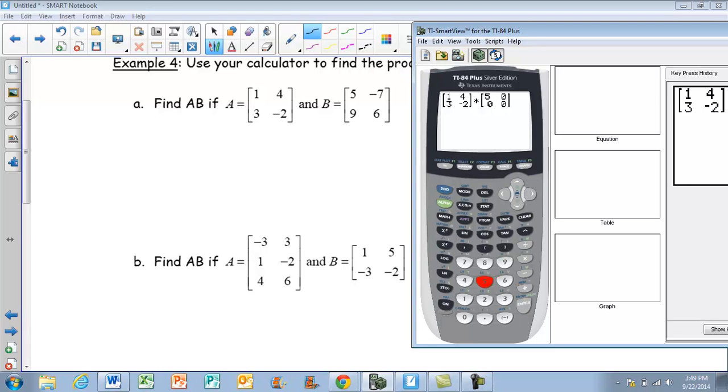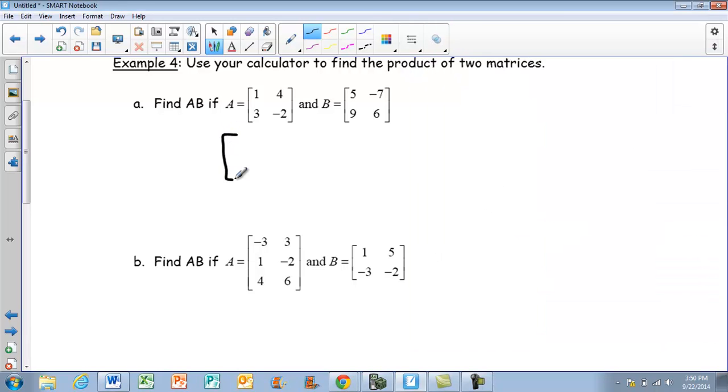So I have 5, -7, 6, and 9. So if I arrow out and hit enter, your answer should be 41, 17, -3, and -33. So that's our first one.